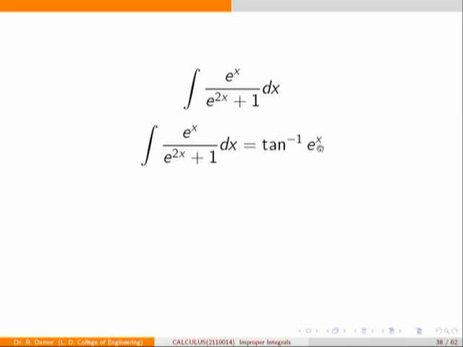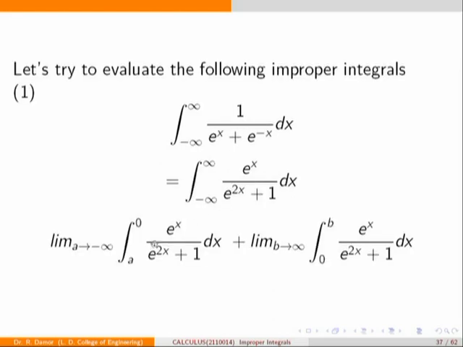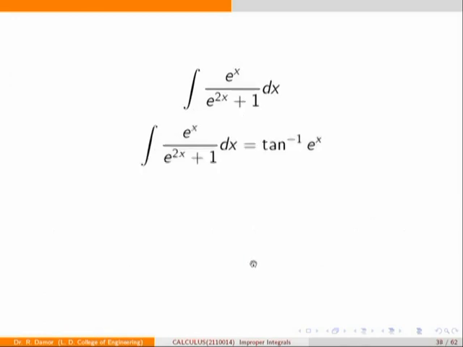Now say this, this can be rewritten into this form, 1 upon e raised to x plus e raised to minus x dx from minus infinity to infinity. But this whole integration can be replaced by tan inverse e raised to x. So only then I can put down this limit.